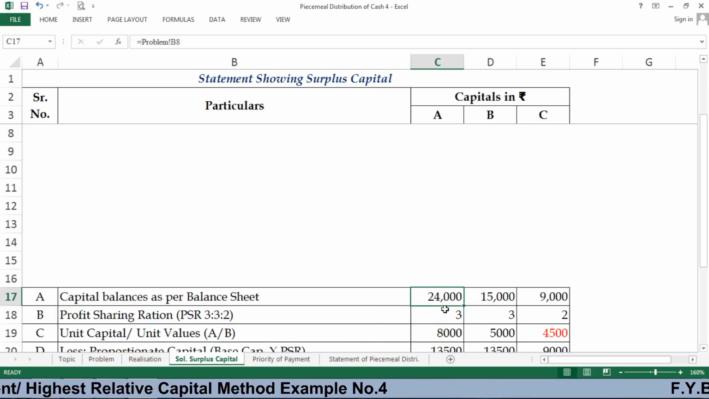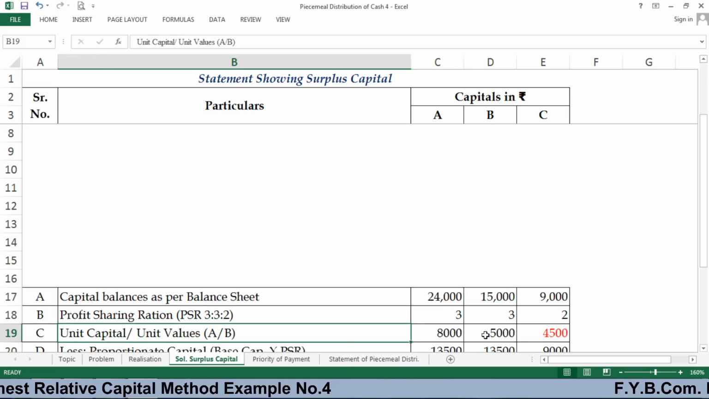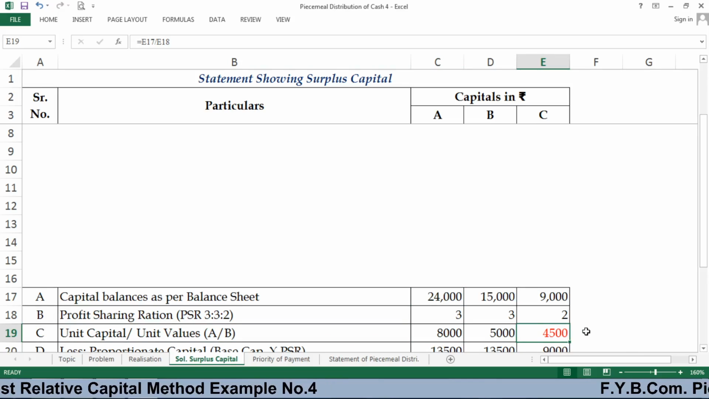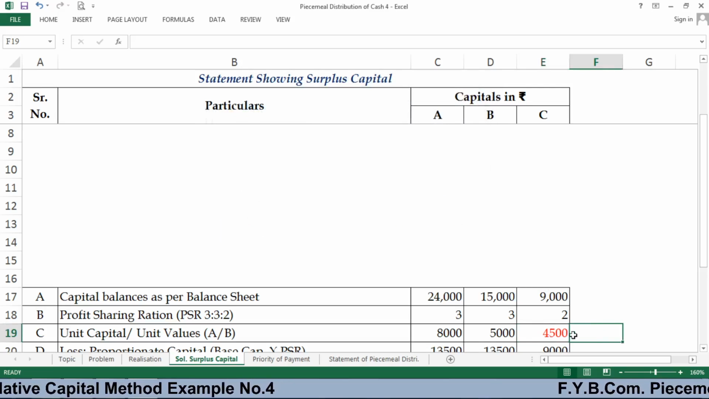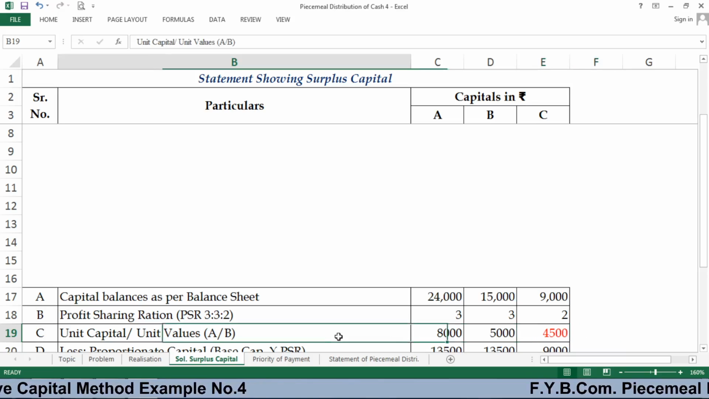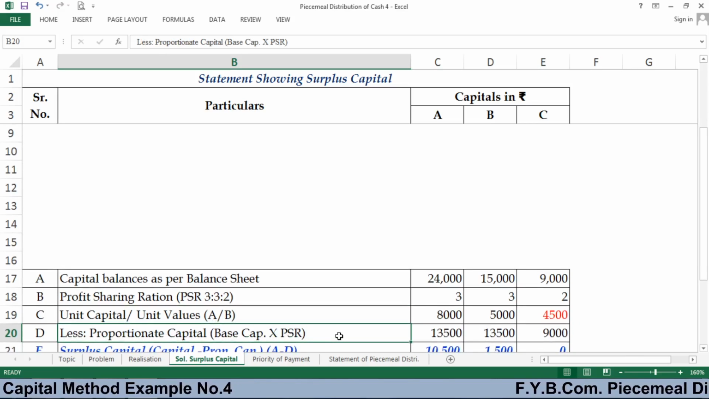So 24,000 divided by 3 comes to 8,000, 15,000 divided by 3 comes to 5,000, and 9,000 divided by 2 comes to 4,500. In this step, the amount which is less, that is 4,500, will be considered as the base capital. So for calculating the proportionate capital, we are going to consider 4,500 as base capital. The proportionate capital equation is base capital into profit sharing ratio. So base capital is 4,500 and the proportionate profit sharing ratio is 3, which gives 13,500.